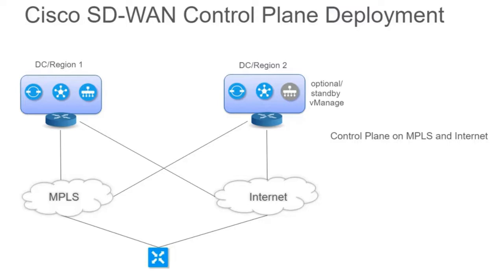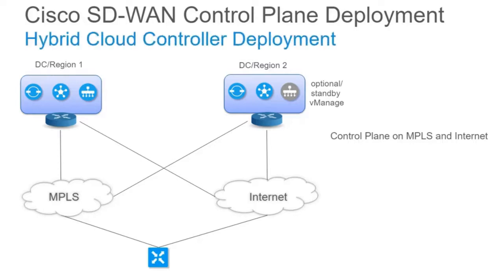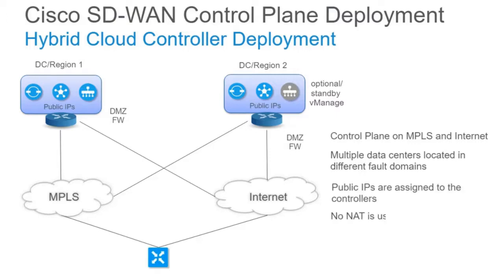The SD-WAN fabric offers a flexible control plane where it could be extended to multiple transports as needed. The control plane design is usually seen by large enterprises in their data centers or by managed service providers for their end customers. The same high availability and resiliency principles apply where two data centers or regions are picked in different fault domains. A set of controllers is deployed in each. Public IP addresses are assigned to the controllers.